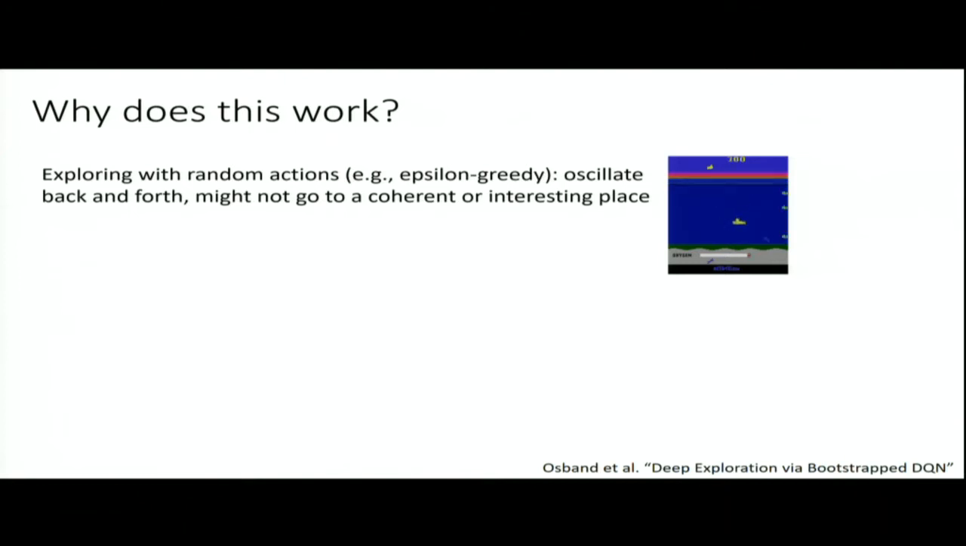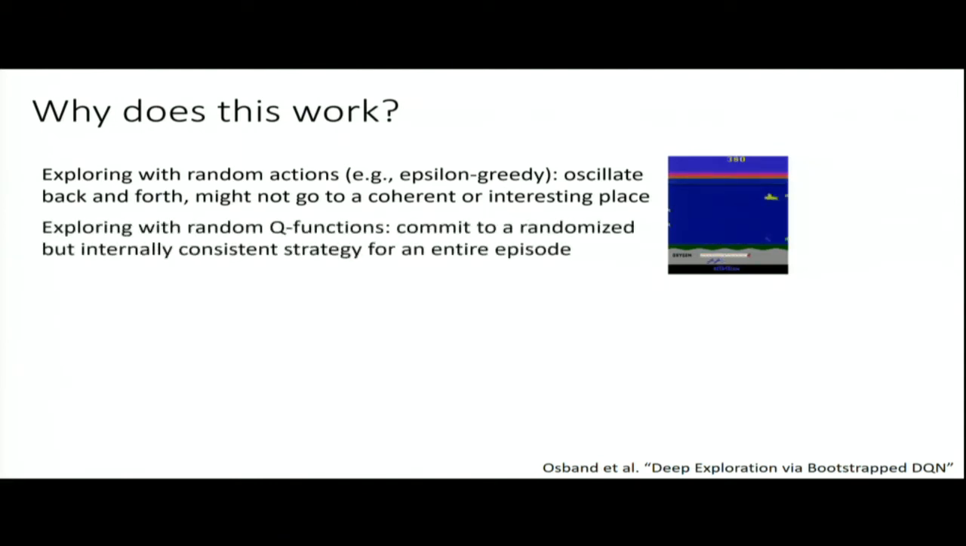So covering the action space evenly with a near uniform distribution is not the same as covering the state space evenly, because random actions can just cause you to go back and forth. If you explore with a random Q function, you're kind of committing to a randomized but internally consistent strategy for an entire episode. So a random Q function, even if it's not a very good Q function, is never going to do silly things like go to a particular state and then leave it and go back again. Because it's forced to commit to a strategy. Even if it's not a good strategy, it's at least a strategy that's internally consistent.